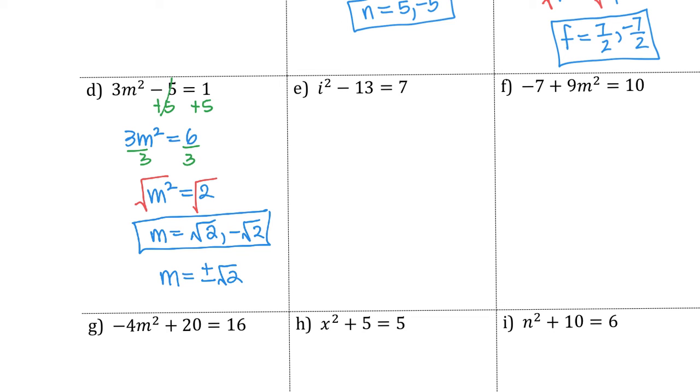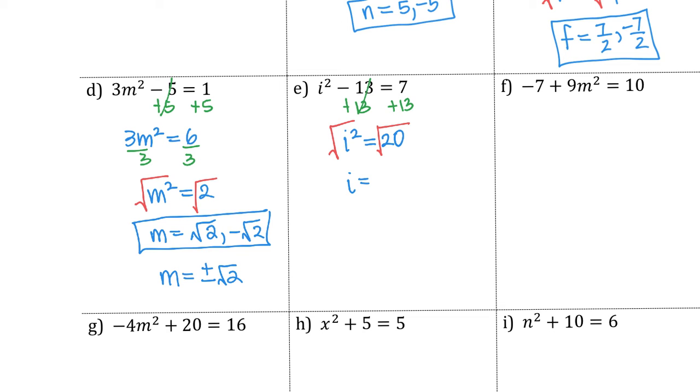Okay, let's look at E. Let's see, minus 13, plus 13. Okay, I have i squared equals 20. That's perfect. So now I'm on the square rooting step. The square root and the squared cancel. The square root of 20, I don't know the square root of 20. It's irrational.